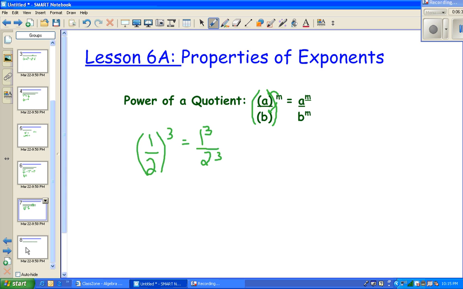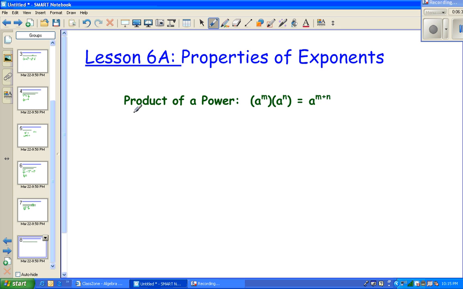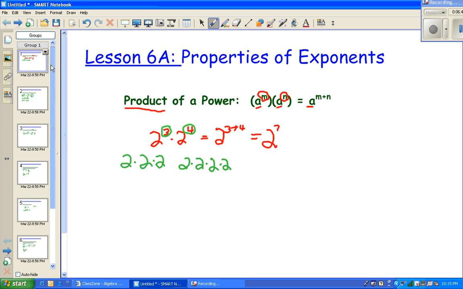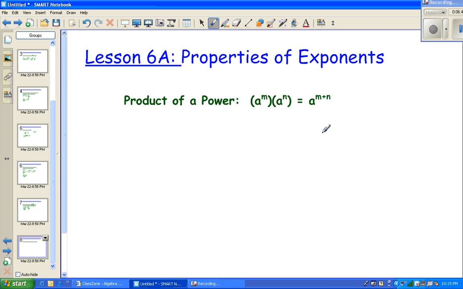And the final one that you'll be working with is product of a power. Nope, we already did that one. So there's only 7 of them.